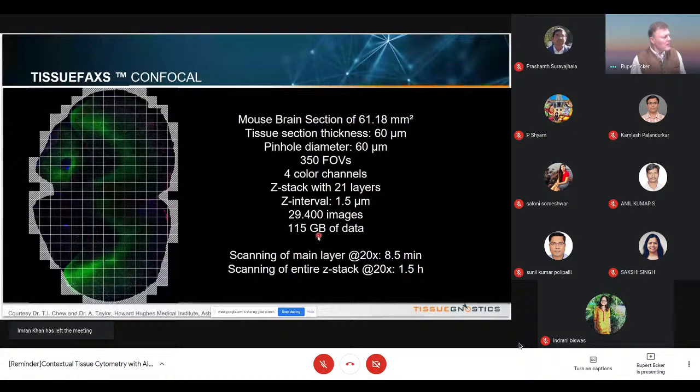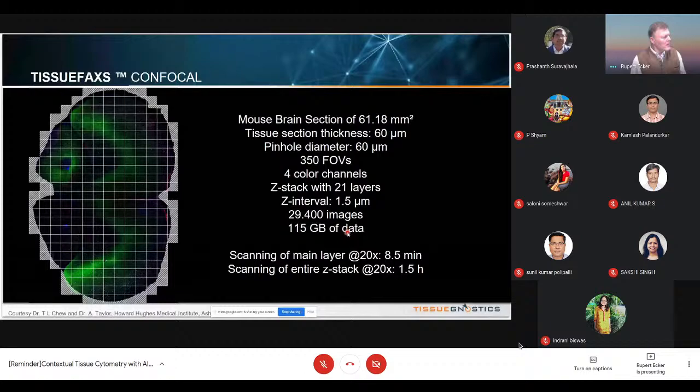This is automatically done, including autofocus and storing, in 1.5 hours. So this is still very fast. If you try to do this manually by moving the scanning stage always to the next position and then acquire 29,400 images, you will probably sit a few weeks and not 1.5 hours.